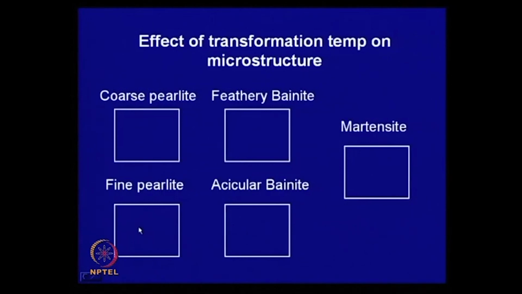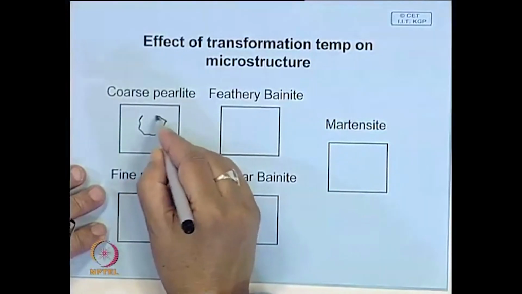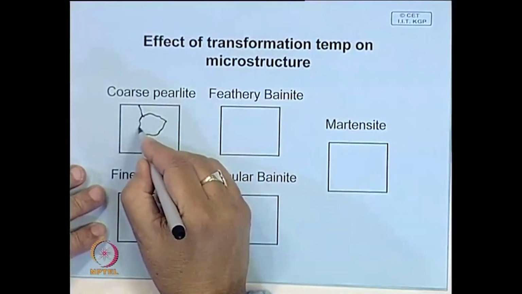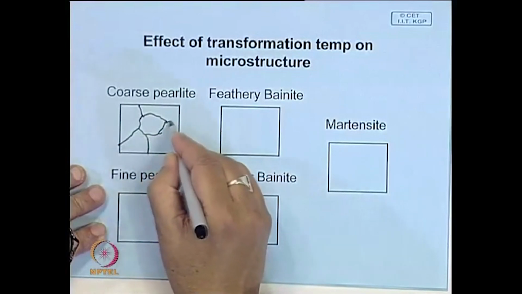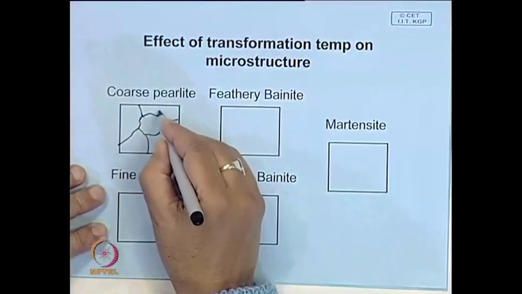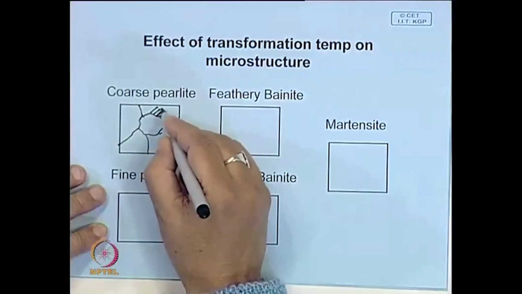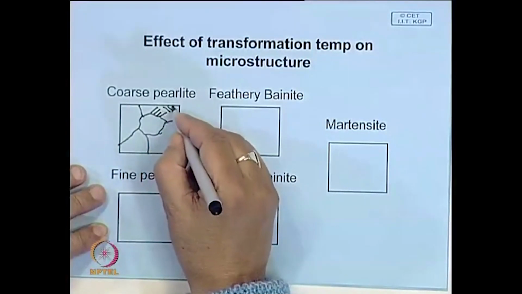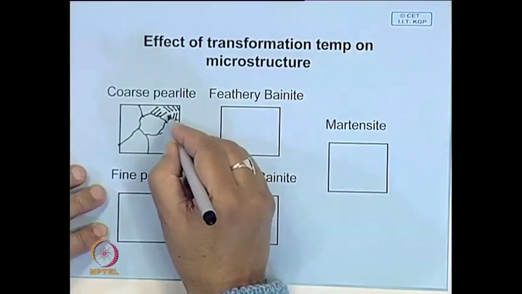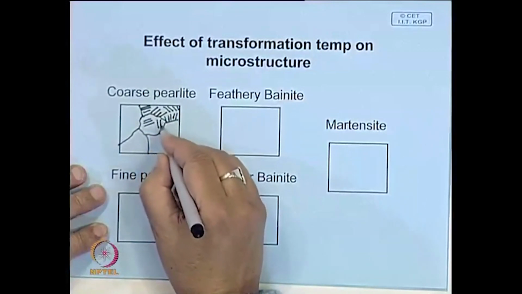And let us now look at the nature of this structure, what it looks like. Pearlite we have seen. Say this is an austenite grain, and here pearlite starts forming with a cementite nucleus. These are cementite and the white region is ferrite. This is how the pearlite structure will look, lamellar, and this is how that entire area will be filled up.